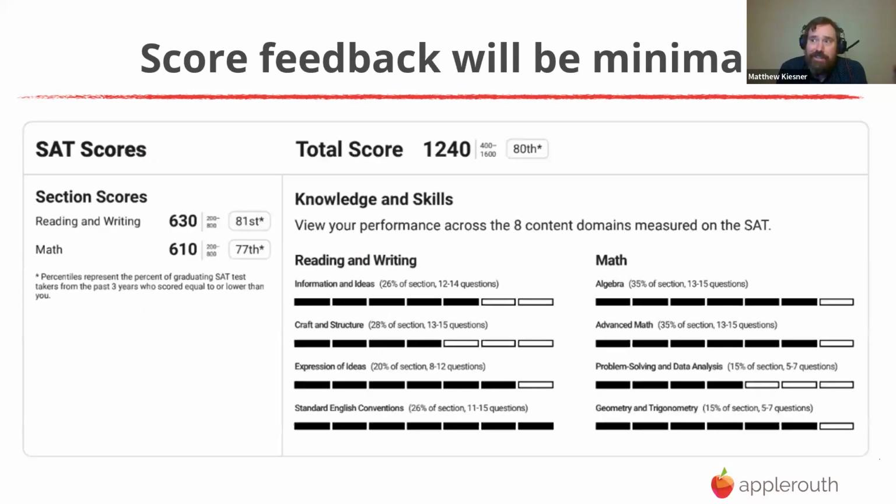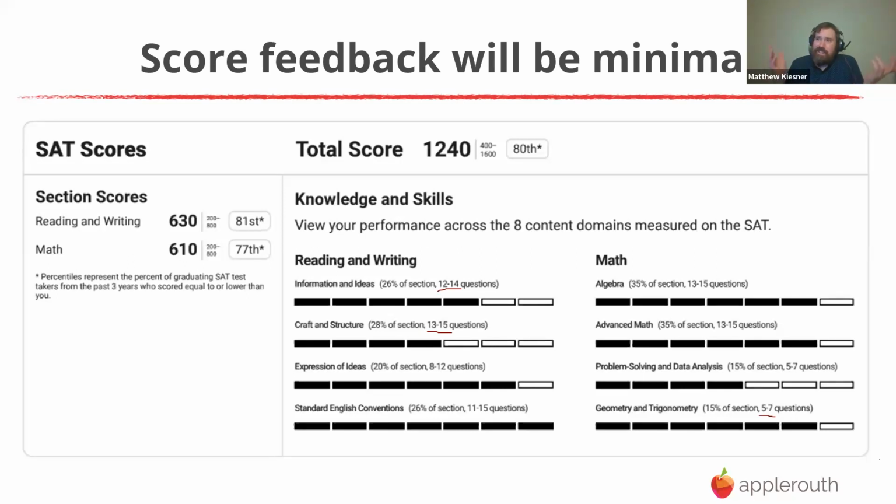And don't expect much on the score feedback. This is real feedback from a student who took the digital SAT abroad. The student got a 630 in reading and writing, and the 4 categories we had talked about were all broken into this bar of 7. The 7 bar could be 12 to 14 questions, and this one is 13 to 15 questions. And then on the math, you get into geometry and trig. It's 5 to 7 questions of 7 bars.